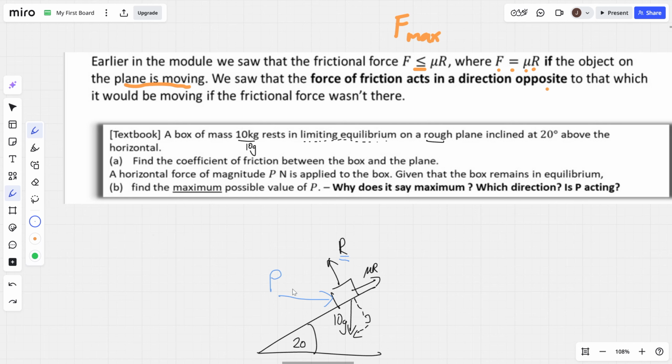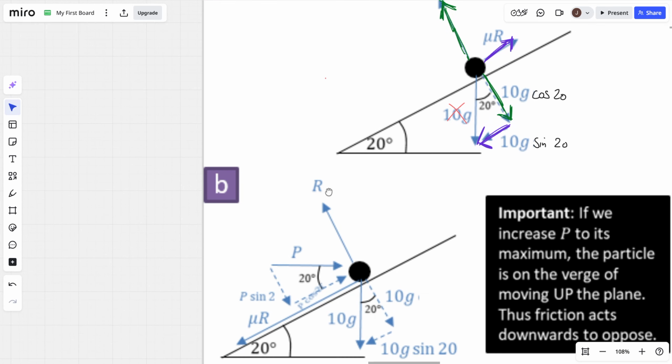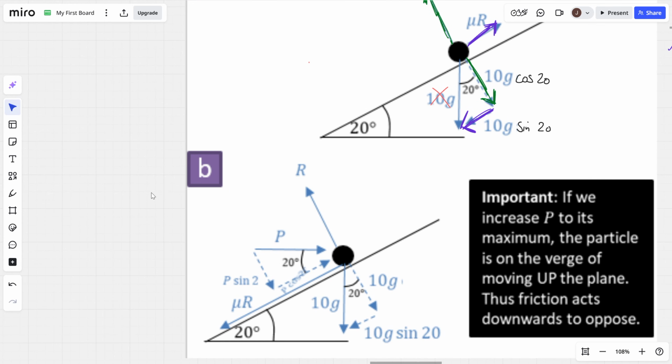So what we'll have to do with P is resolve it to make it fit this system of parallel and perpendicular, and then we'll have to look at our numbers again. In a nutshell, that's what we're going to have to do. We'll get to the other bits in just a minute. So let's look at our diagram first. This would be our new diagram.